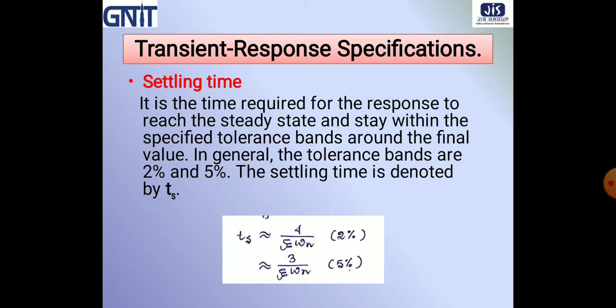Now what is settling time? It is the time required for the response to reach the steady state value and stay within a specified tolerance limit around the final value. In general, the tolerance bands are 2 to 5%.